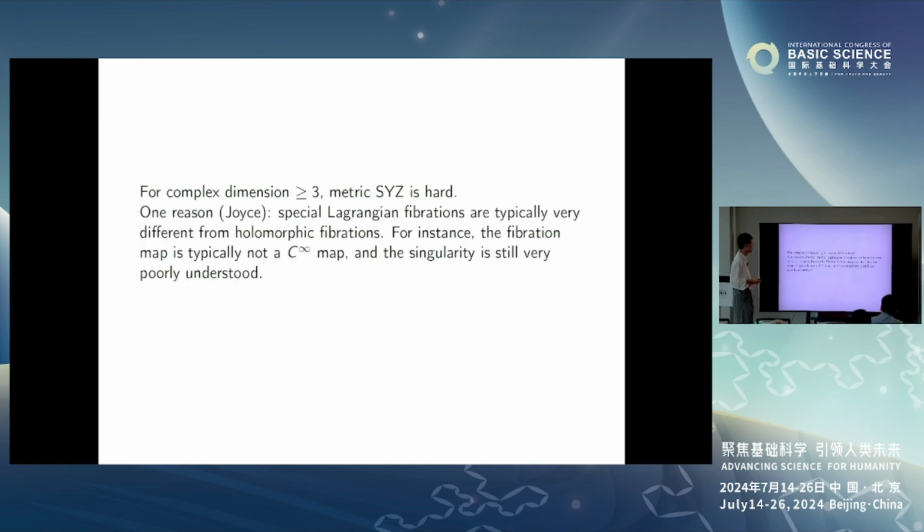And one reason SYZ was considered quite difficult is because special Lagrangian fibrations are typically very different from holomorphic fibrations. For instance, for a holomorphic fibration, the underlying map is a smooth map, but that's usually not true for a special Lagrangian fibration.